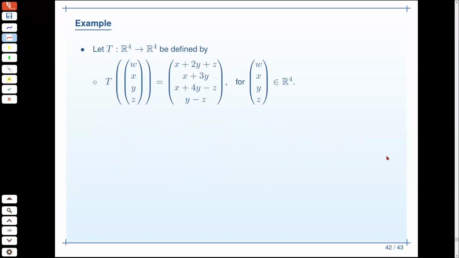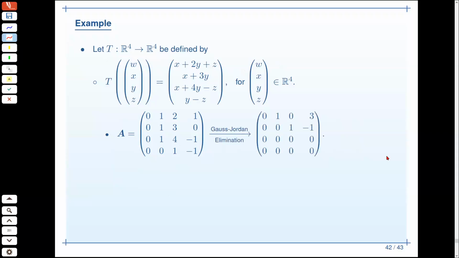Okay, just one more. Suppose T is defined as follows. Now we don't need to write down the equations. We just need to get the standard matrix. We don't need to play with so many symbols, it's a waste of time. So A is this matrix, and now we apply Gauss-Jordan elimination because we want to solve the system. If you just want to determine whether it is a basis or not, then Gaussian elimination will be enough. So Gauss-Jordan elimination goes to the reduced row echelon form.